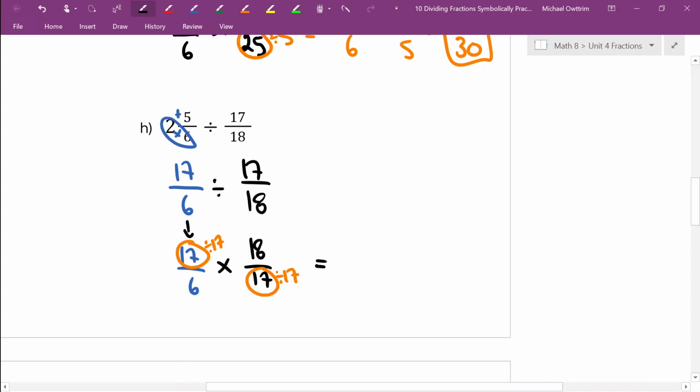That's going to give me 1 over 6 times 18 over 1. And that's going to give me 18 over 6. 18 divided by 6 is 3.